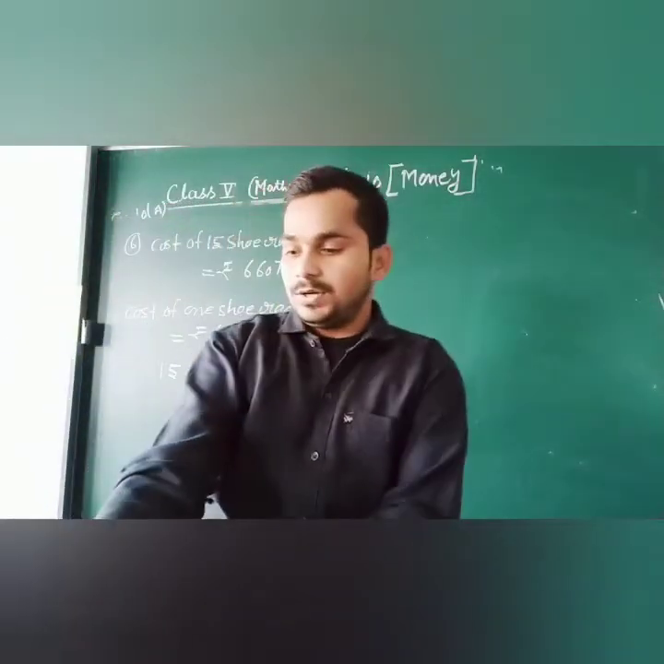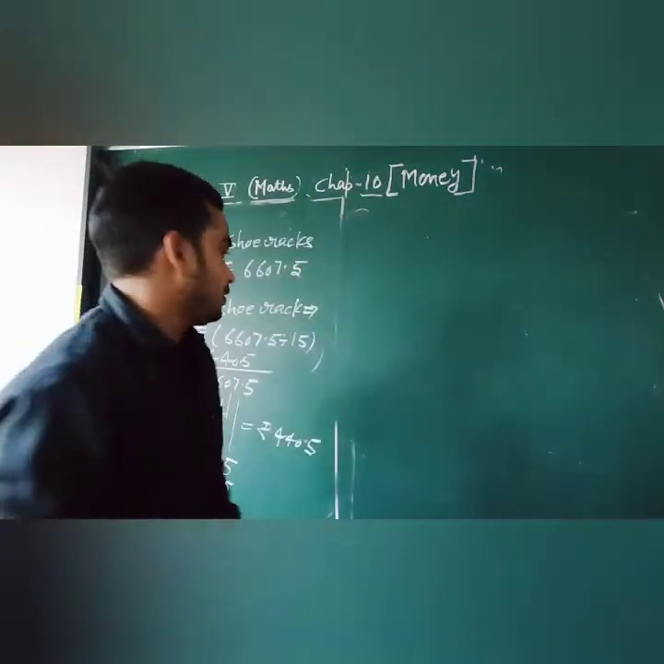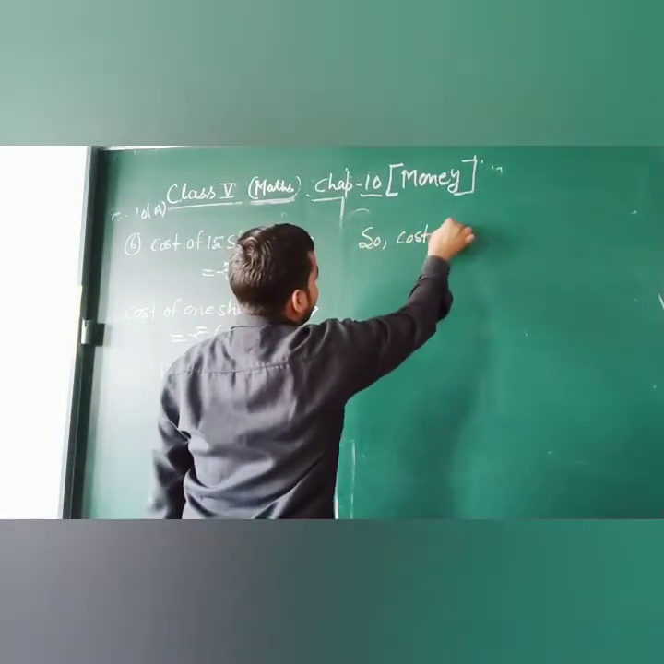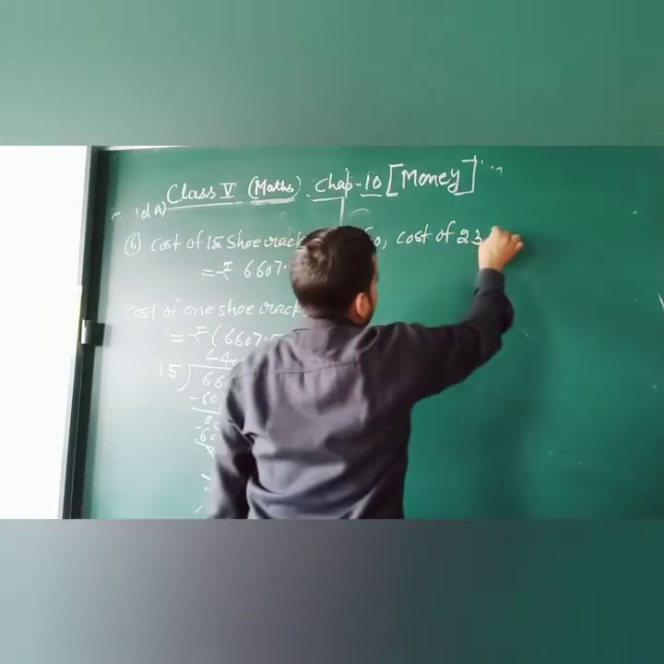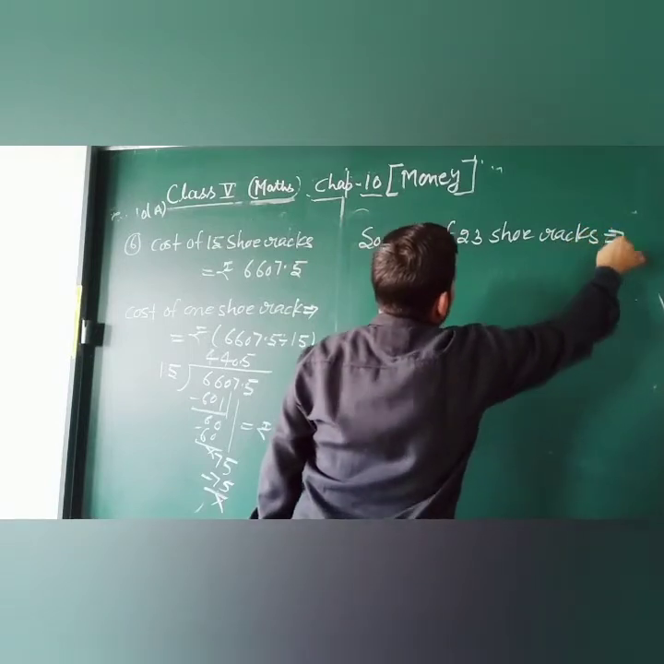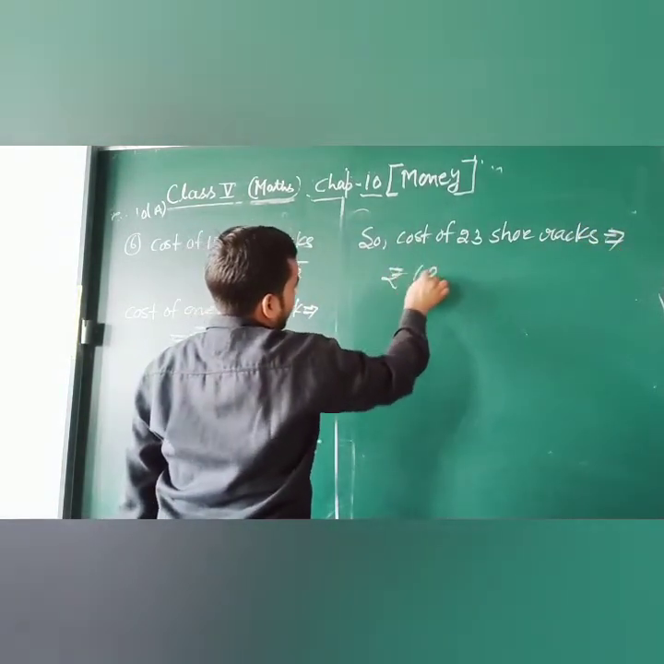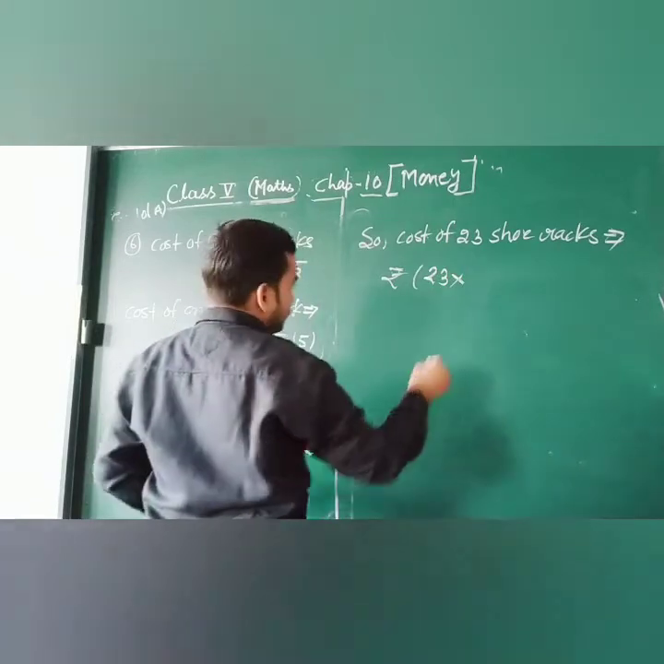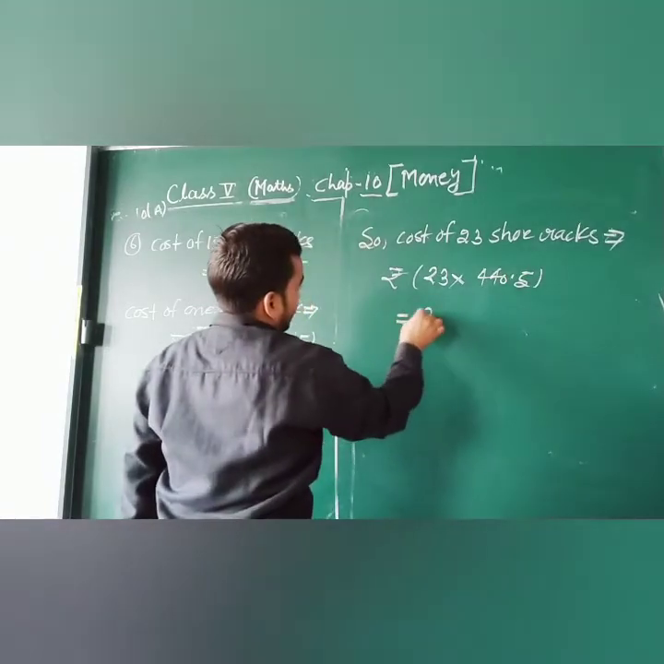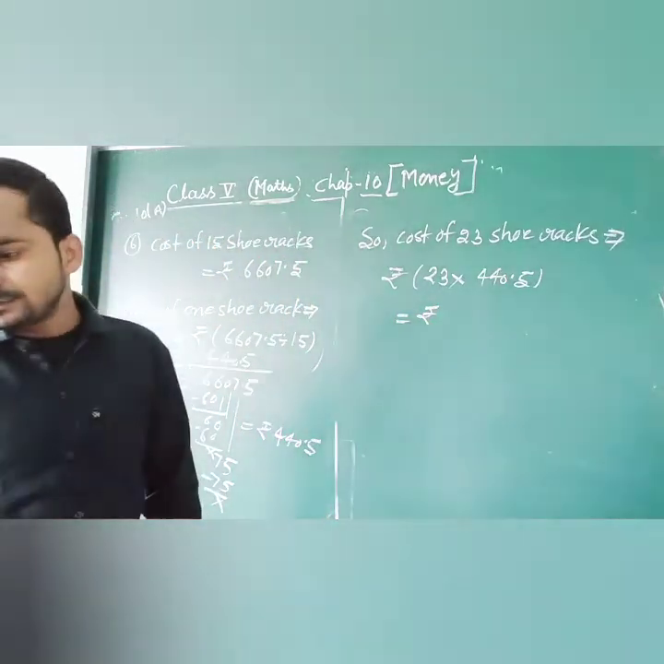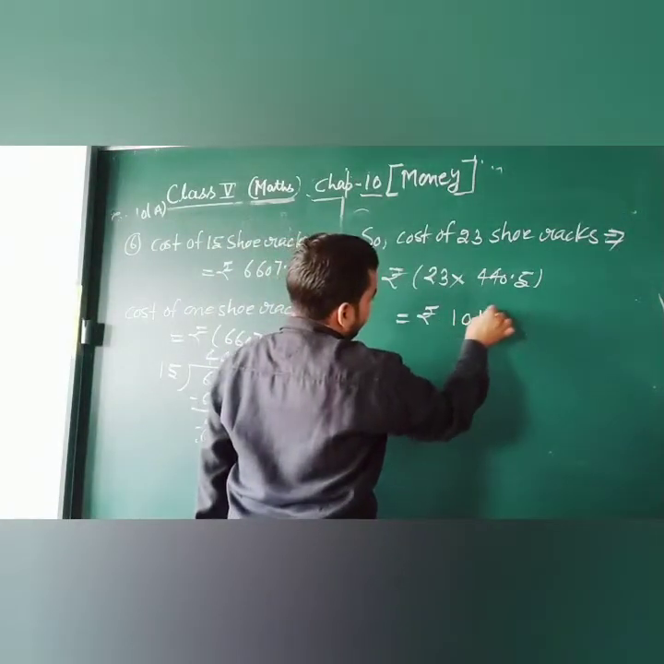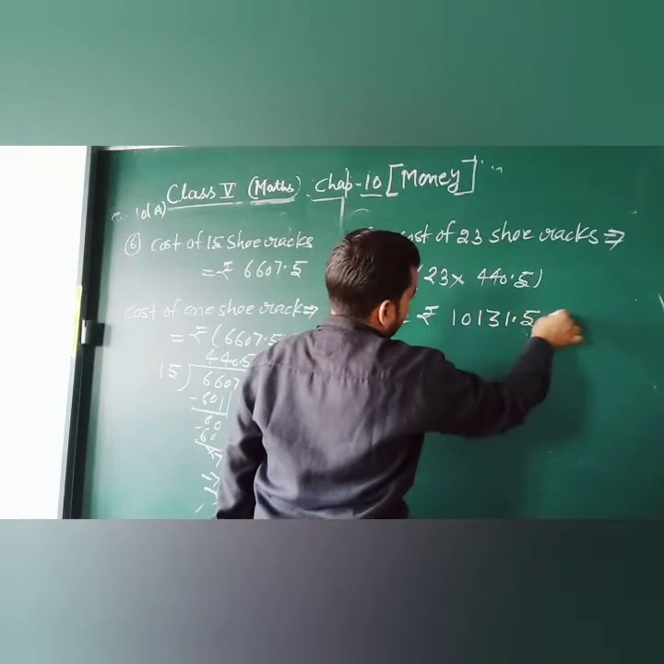Then find out the cost of 23 such shoe racks. So cost of 23 shoe racks equal, so we have to multiply 23 by the cost of one shoe rack, 440.5. So when we multiply, we get 10,131.50.